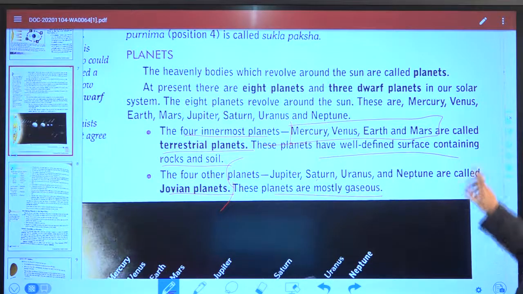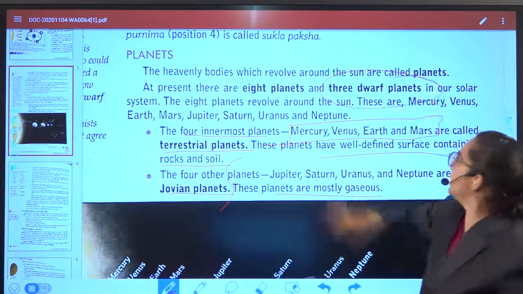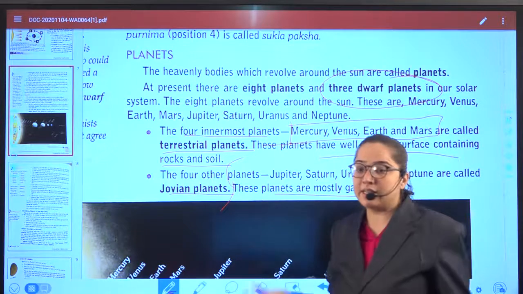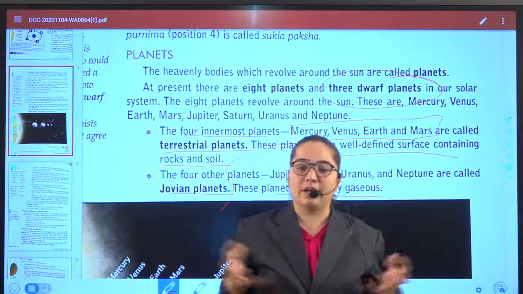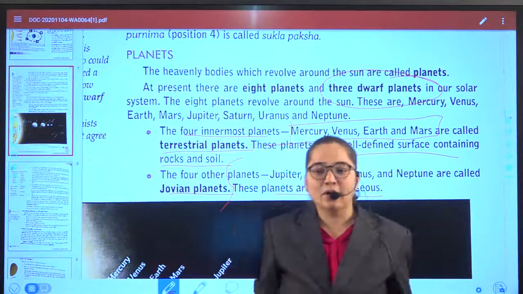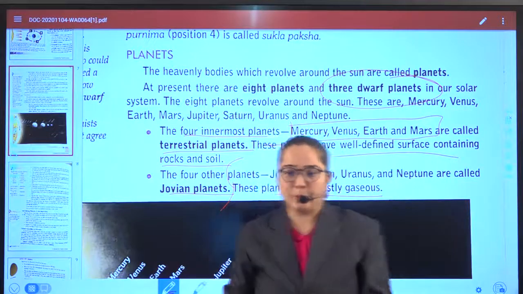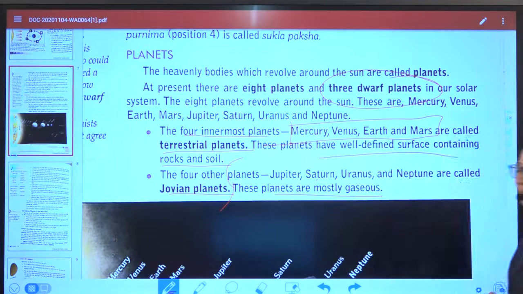There is also a talk about the three dwarf planets because first they were considered as a part of our solar system. Now they are not considered because of their very small size, and one among them is very famous as Pluto. Please underline this content, then we'll move further.